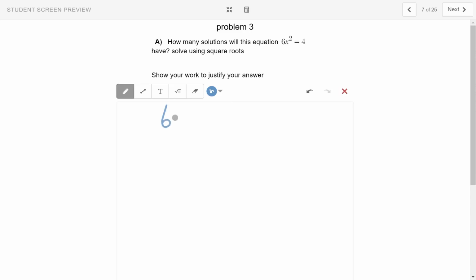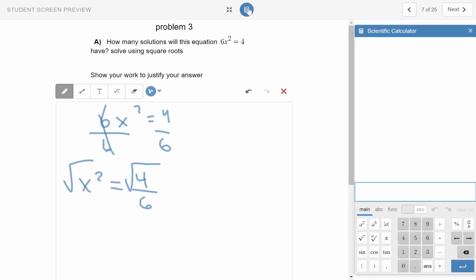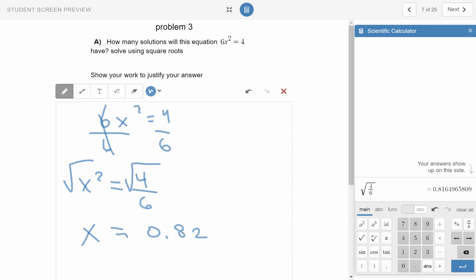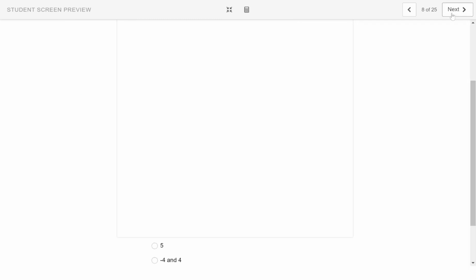Alright, in this problem we have a 2-step. We have 6x squared equals 4. So we want to divide by 6. Once again, I like to keep it as our fraction, especially since you're going to get a repeating decimal here. Take the square root, and then this is where you involve the calculator. So the square root of 4 over 6 is going to be, and you can round it, 0.82 plus version, minus version. You're going to have 2 answers if your discriminant is positive. So let's scroll down. And there you go. We have 2 real solutions.